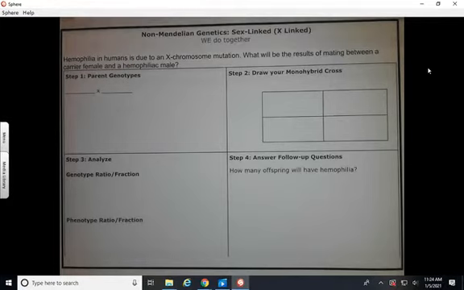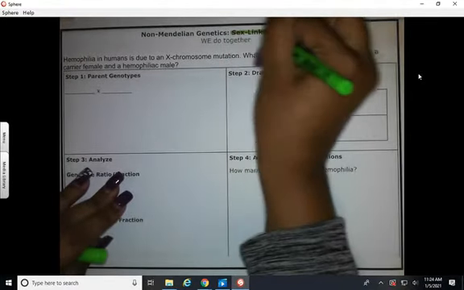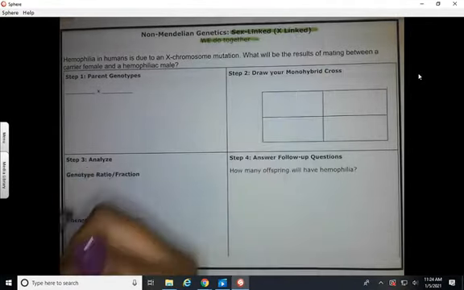Hello, hello everyone. We are now in our We Do problem together, where I am going to need your help in order to solve this sex-linked problem. Now again, we're working with sex-linked. We're going to do this together.